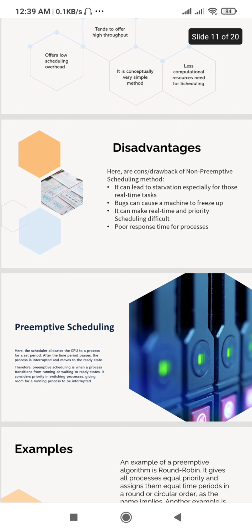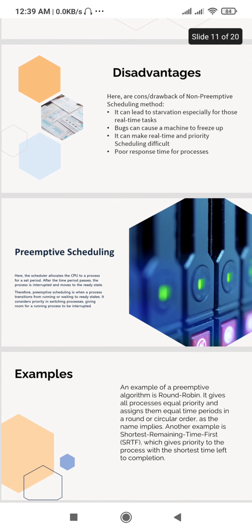Preemptive scheduling. Here the scheduler allocates the CPU to a process for a set period. After the time period passes, the process is interrupted and moved to the ready state. Therefore, preemptive scheduling is used when a process transitions from running or waiting to the ready state, and it considers priority, giving room for a running process to be interrupted. An example of a preemptive algorithm is round robin. It gives all processes an equal time period, in round or circular order as the name implies. Another example is shortest remaining time first, which gives priority to the process with the shortest time left to completion.